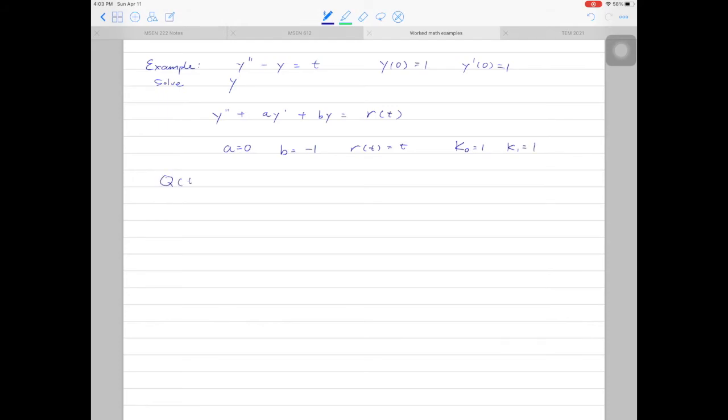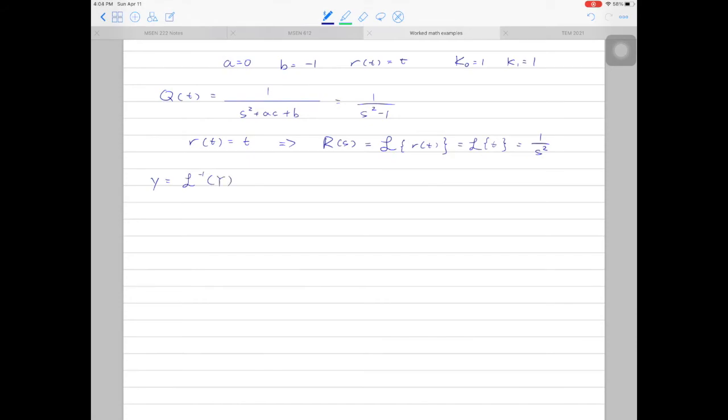Let's start by computing the transfer function Q(s). Again, I'm sorry about the mistake here. It's not Q(t), it's supposed to be Q(s). And Q(s) equals 1 over s squared minus 1. We also know lowercase r(t) equals t. If we apply Laplace transform to make that into capital R(s), we'll have 1 over s squared. And here is just what we had from the previous page.